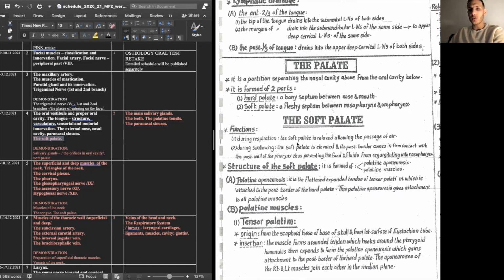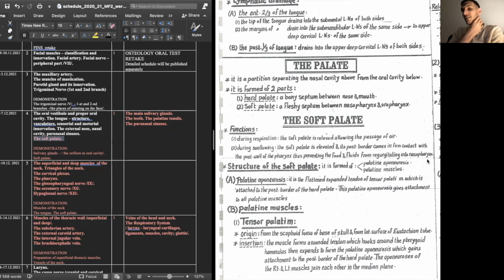Functions. During respiration, the soft palate is relaxed, allowing the passage of air. During swallowing, the soft palate is elevated, and its posterior border comes in firm contact with the posterior wall of the pharynx, thus preventing food and fluid from regurgitating into the nasopharynx. Basically, when food is swallowed, it closes that space so that the food does not go up towards the nasal cavity.